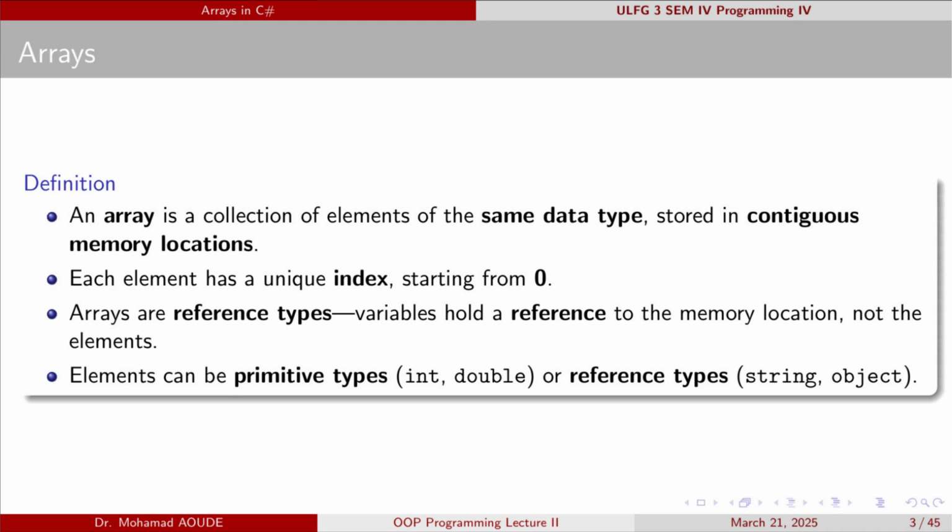An array is a special data structure that holds a fixed size sequential collection of elements of the same type. These elements are stored in contiguous memory locations. Each element can be accessed directly using its index, starting from 0. It's critical to know that arrays in C# are reference types. This means that when you pass an array to a method, you're passing the reference, not the actual data copy. Arrays can hold primitive types like integers and doubles, or even objects and strings.